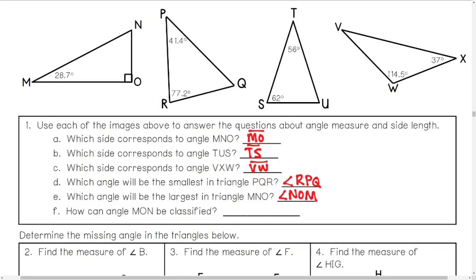Then, how can angle MON be classified? That angle is a right angle because angle MON forms a 90-degree angle. So we call that a right angle.